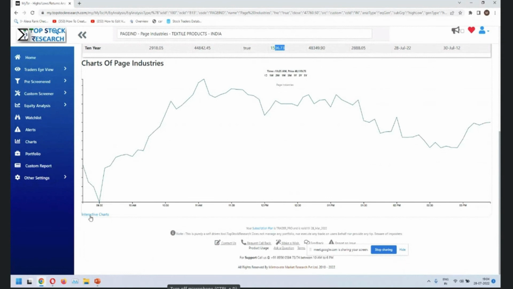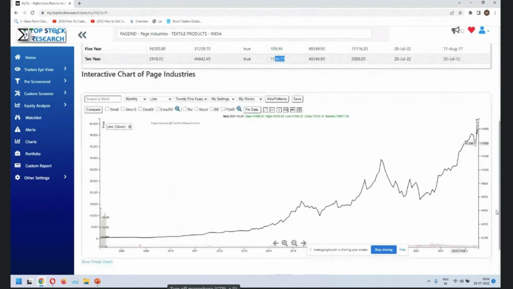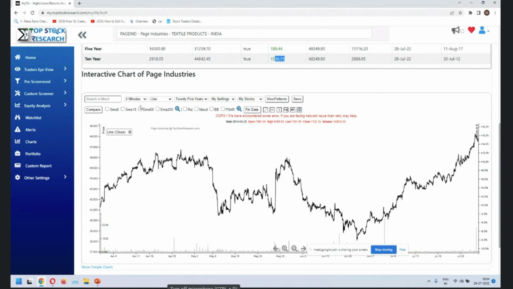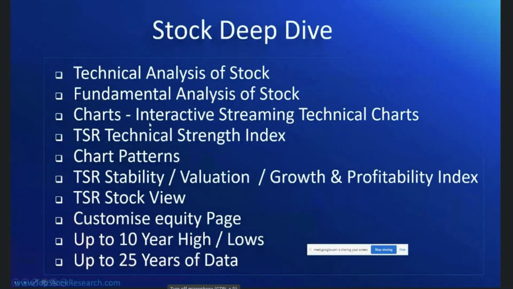You can look at the simple charts or you can look at the interactive charts. In the interactive charts, you can go all the way to 25 years. Right? Maybe this stock was not listed 25 years back, so you have data up to 2007 of this thing, right? So you can get very myopic to very broad view of anything. You can get 5 minutes chart, right? Or you can look at quarterly charts. Okay, so here quarterly charts are not there, but in some of the space you have quarterly charts as well. Right? So you can look at the monthly, quarterly, quite a few set of charts. So this is what we cover in stock deep dive.